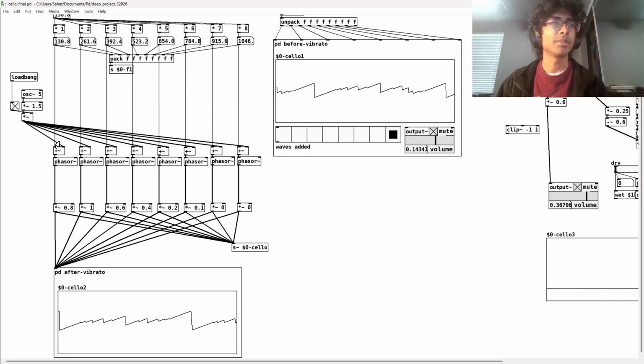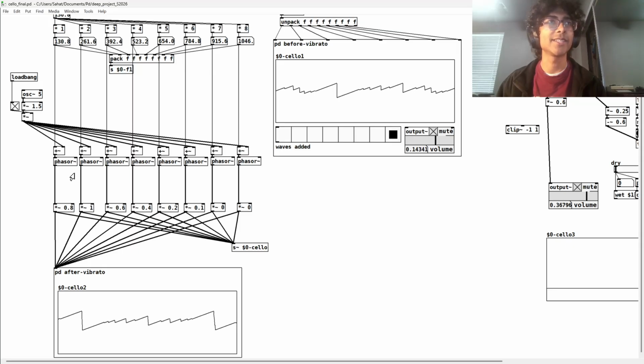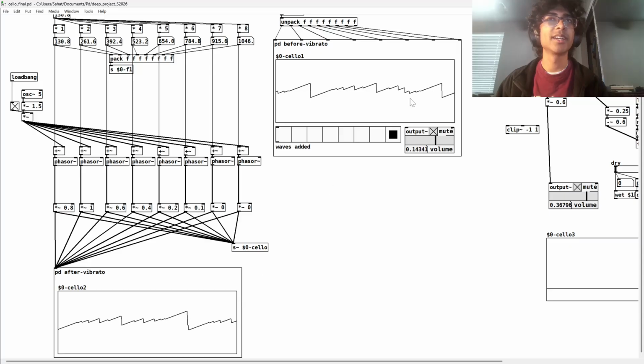Then I apply the vibrato to it. This is just a low frequency oscillator added to each of these numbers so that it increases and decreases over time. This is what it looks like after vibrato. This is what it looks like before. There's a little bit of a difference. It's a little minute. Then I apply some volume changes.